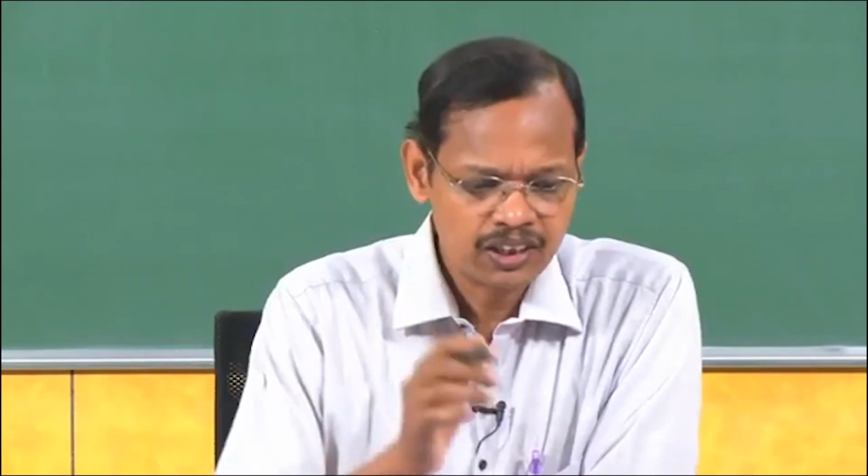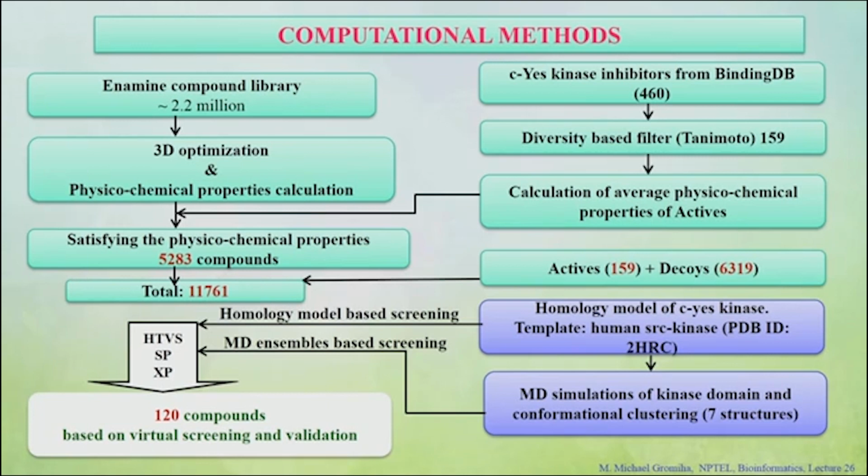First we get the Enamine library, 2.2 million compounds. We need to optimize and check all the parameters, whether it is stable and fine or not. Once we optimize, we can calculate the various physicochemical properties, for example, molecular weight, hydrogen bond donors, acceptors and the molar refractivity. So, this is with the ligand.